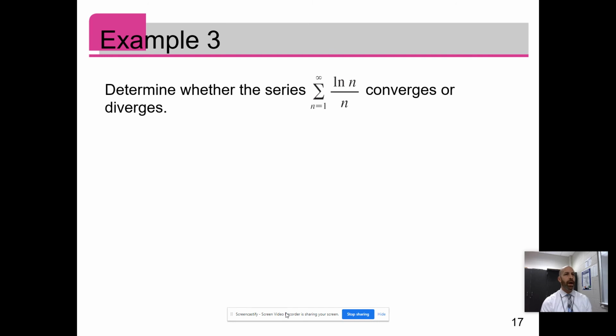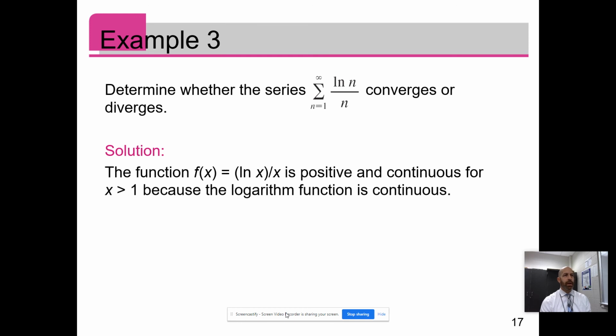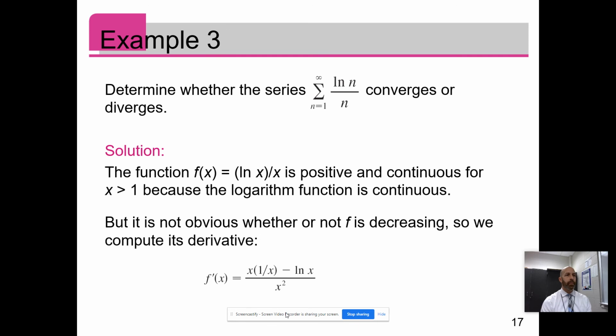All right, so let's look at another example here, and this one's a little bit different. This is not a P series. This says determine whether the series ln of n divided by n converges or diverges. So the function we're going to use here is obviously going to be ln of x over x. This function is positive and it is continuous for all x greater than 1. But it is not obvious whether or not f is decreasing. So we must compute the derivative.